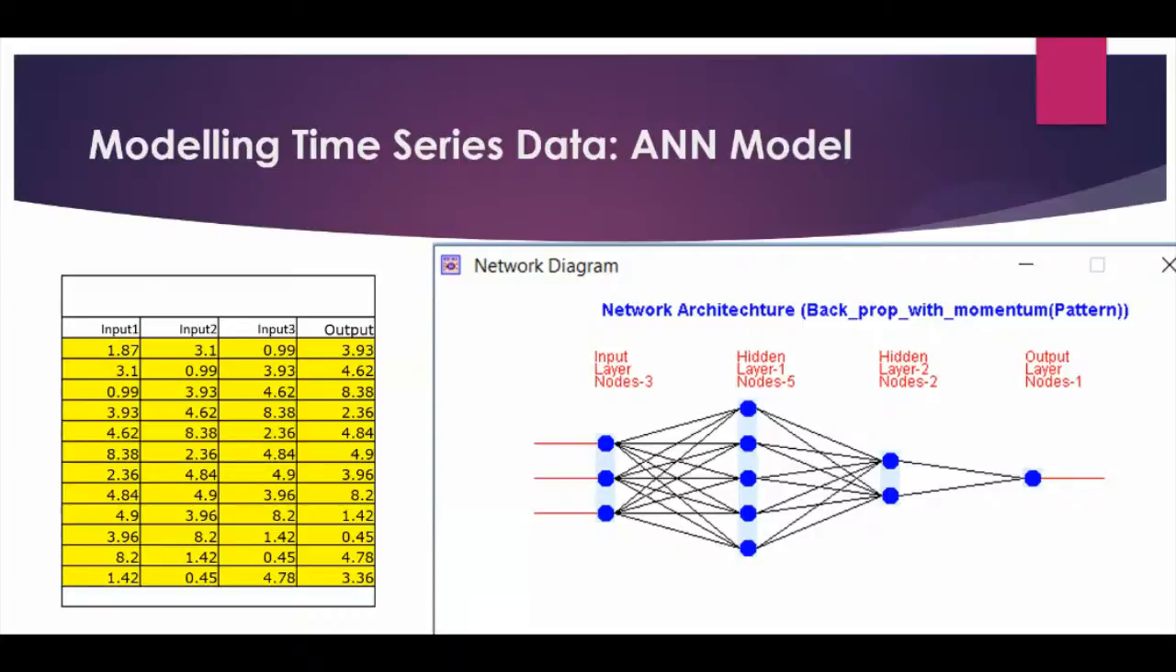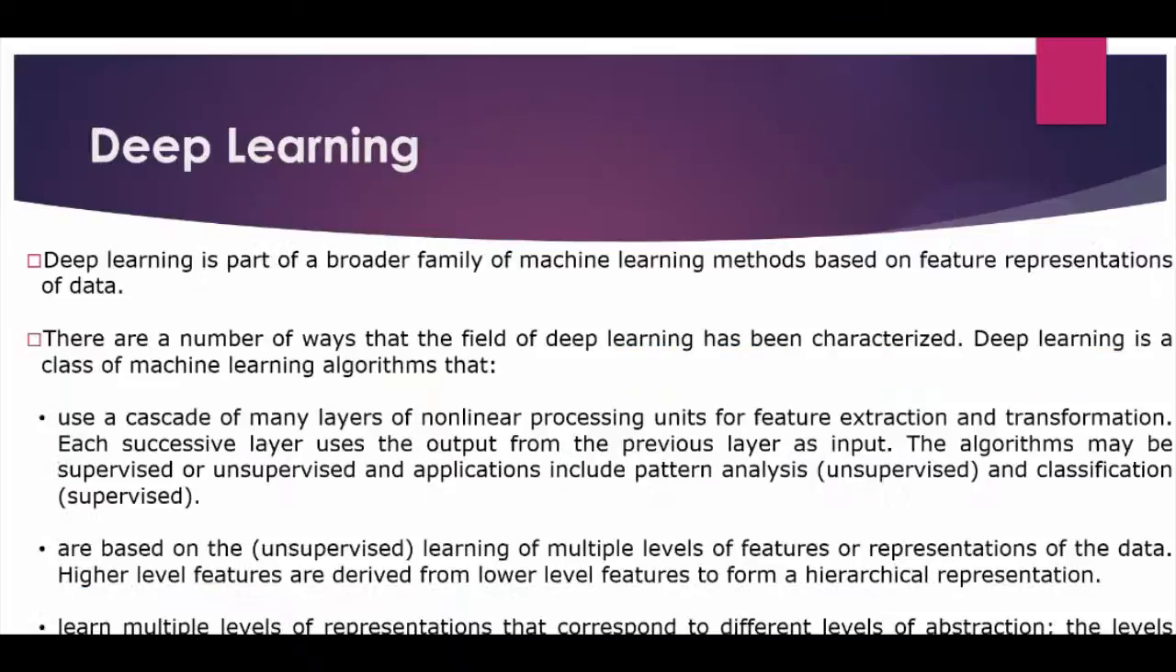So deep learning is a part of a broader family of machine learning methods based on feature representation of data. There are a number of ways that the field of deep learning has been characterized. Deep learning is a class of machine learning algorithms that use a cascade of many layers of non-linear processing units for feature extraction and transformation.